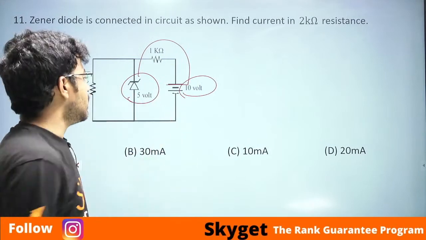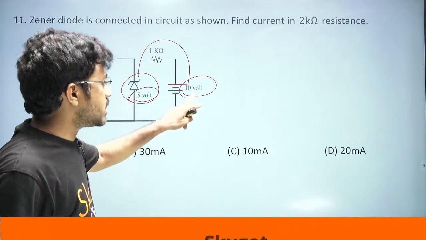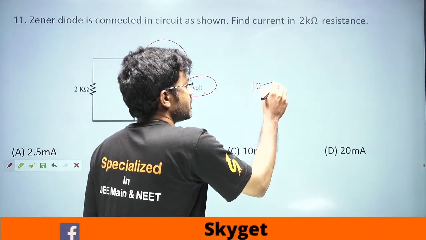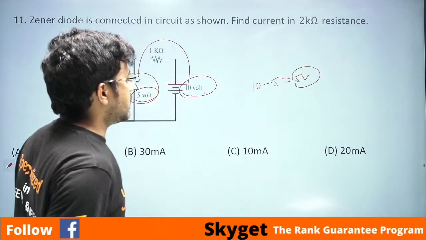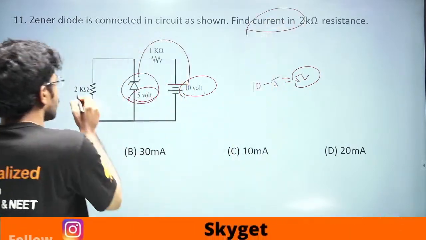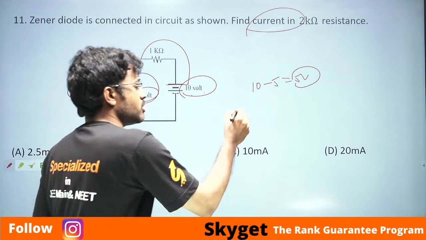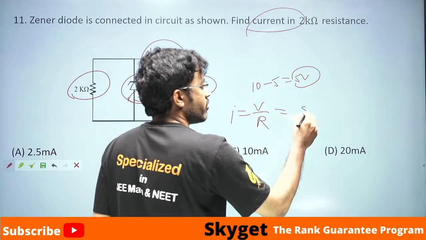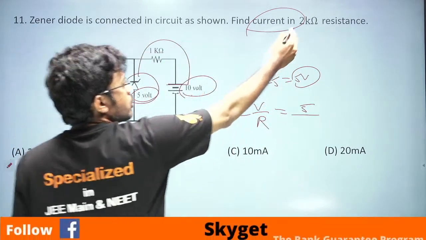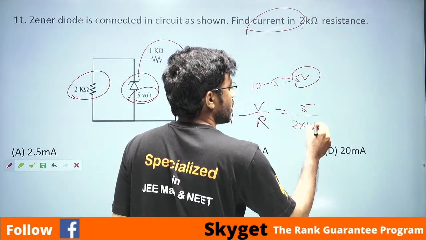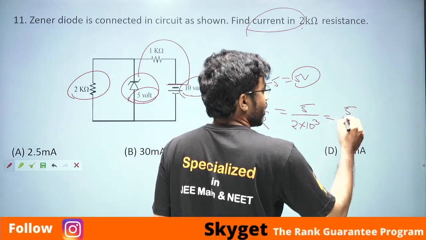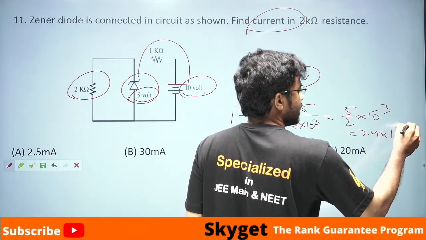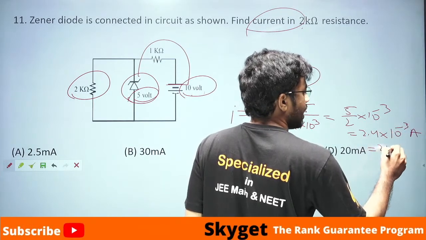Here the voltage across the Zener diode is given as 5 volts, where the supply voltage is 10 volts. So the resultant voltage will be 10 minus 5, which is 5 volts, as he is asking to find the value of the current across the 2 kilo ohm resistor. From Ohm's law, I is equal to V by R, as the voltage here is 5 and the resistance is 2 kilo ohms, that is 2 into 10 to the power of 3. So it becomes 5 by 2 into 10 to the power of minus 3, that is 2.5 milliamps.